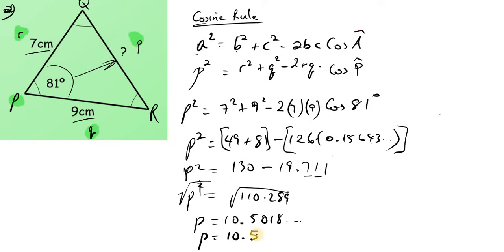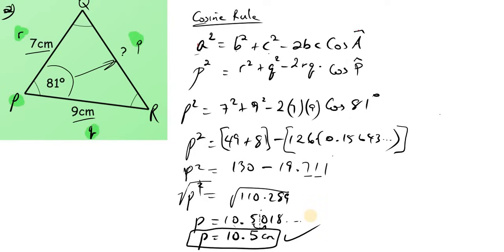Why didn't I add 1 to it? Because the next digit is less than 5, so I can just chop them all off. And since we're looking at side P, the side of the triangle, and we're dealing with centimeters, this is actually 10.5 centimeters. So this is the length of the side I'm looking for. All right, hopefully that was helpful.